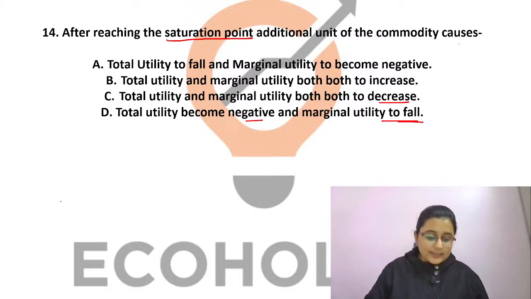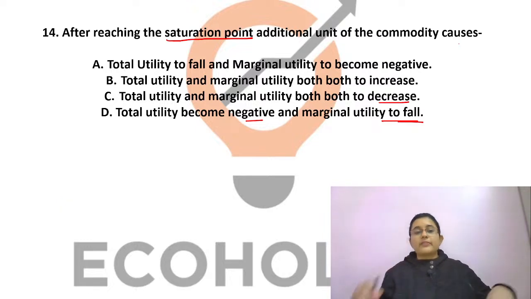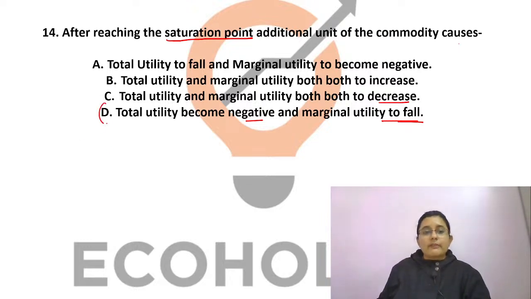So here in this question you can definitely use the method of elimination as well. The first thing is your total utility can never become negative. So option D has been eliminated. Total utility and marginal utility both to decrease, let's see. Total utility and marginal utility both to increase. No, MU cannot increase if you are taking additional unit of commodity. So option B has also been eliminated. Let's read option A. Total utility to fall and marginal utility to become negative. Definitely option A is my right answer because it is talking about the saturation point.